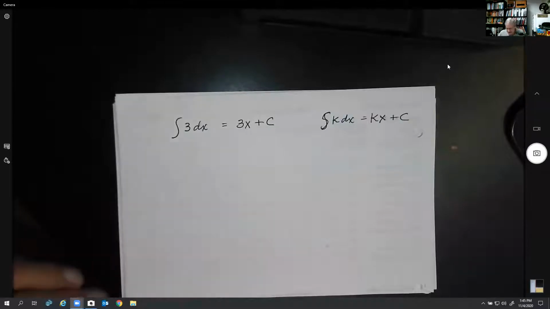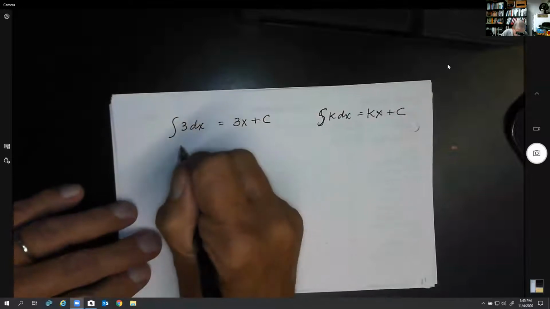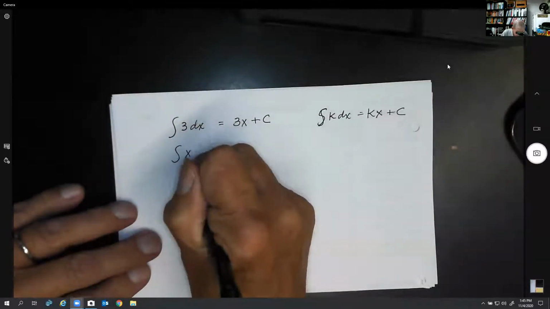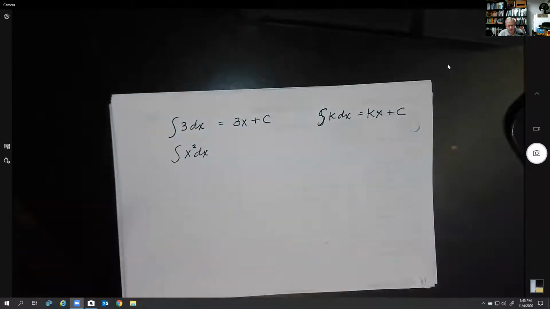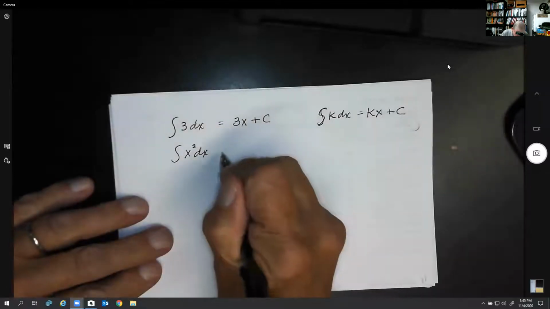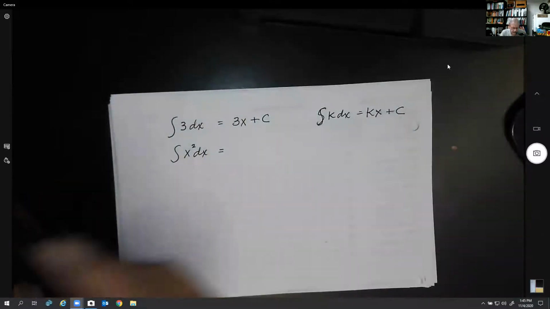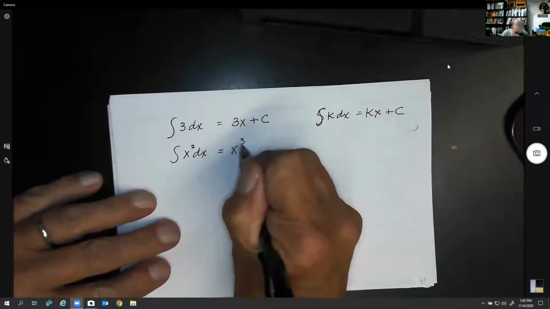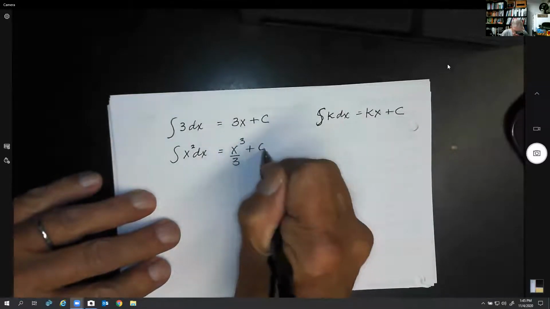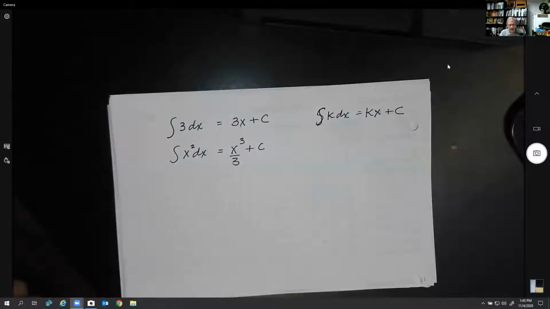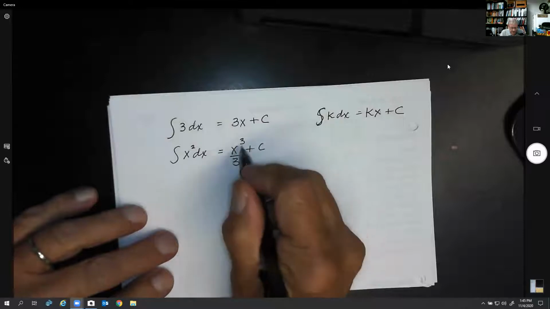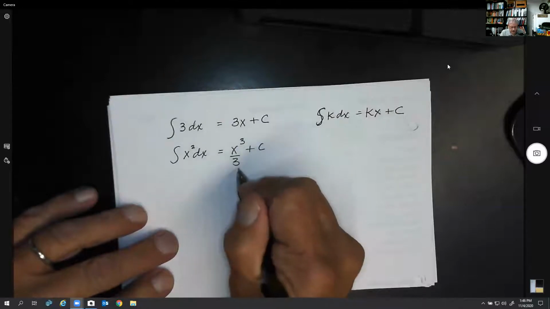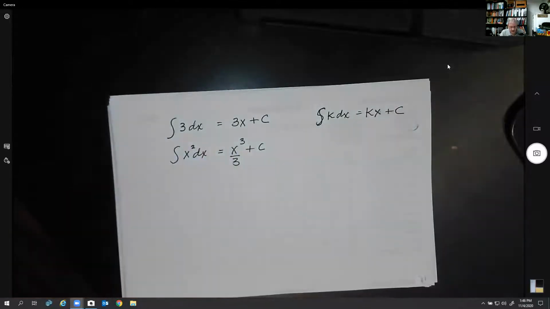Okay, well, let's say we had something, the integral of x squared dx. What was the actual problem? Okay, so I'm going to show you what the integral would be. It'd be x to the third over 3 plus c. If we took the derivative of that, we'd end up with 3x squared over 3, and the 3's would cancel, so we'd end up with x squared.